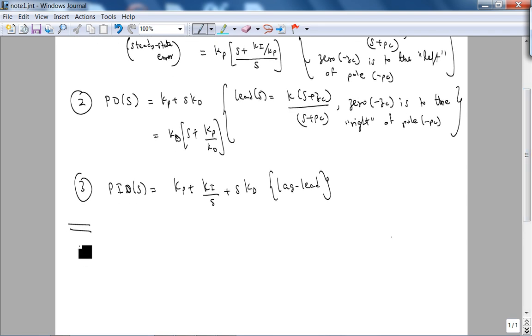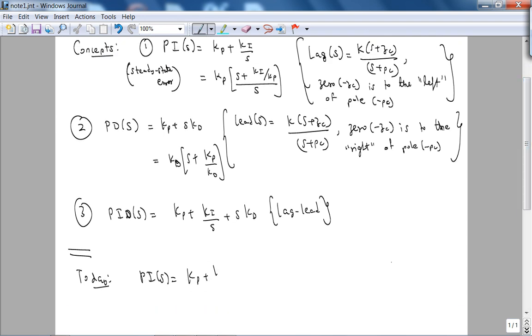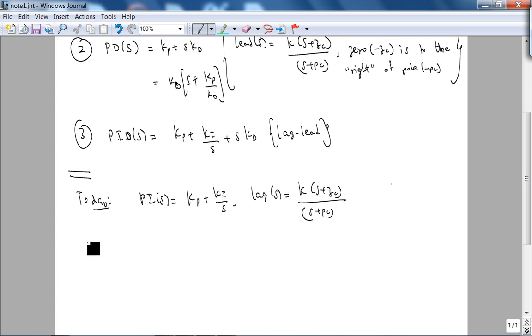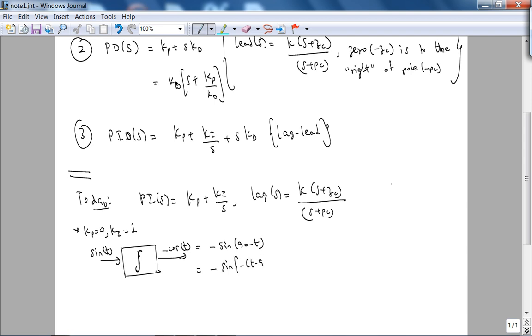Today we are simply going to cover the PI controller, which is KP plus KI over S, and the lag compensator, which is K times S plus ZC over S plus PC, with the condition that the zero, negative ZC, is to the left of the pole, negative PC. So why is this called a lag compensator? Consider, just for argument's sake, KP equals zero, and without loss of generality, KI equals one. What you get is a pure integrator in the time domain. If I send in a sine function, what I get out is negative cosine. One way to write it is negative sine of 90 minus t, which is negative sine of negative t minus 90. Since sine is odd, this is equal to sine of t minus 90.